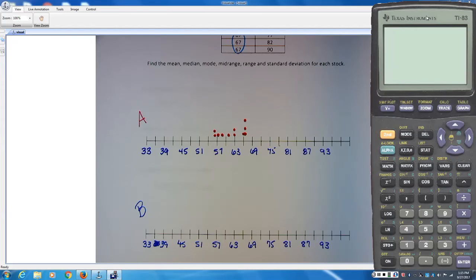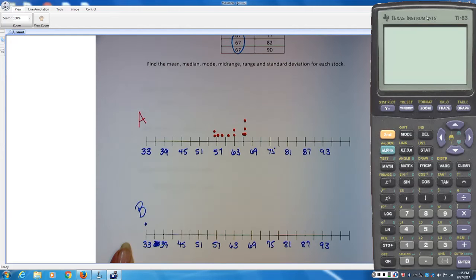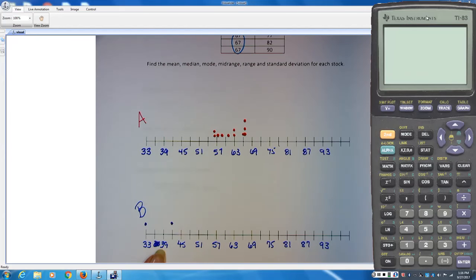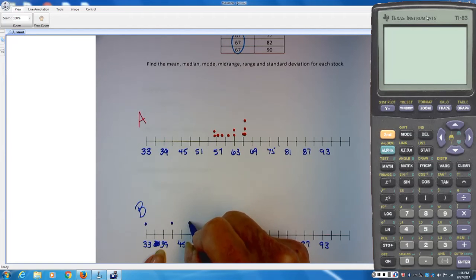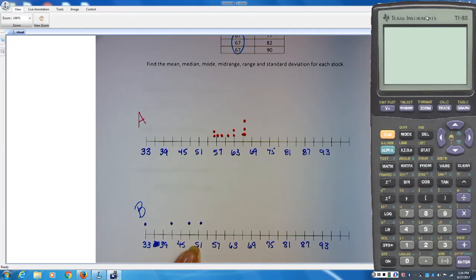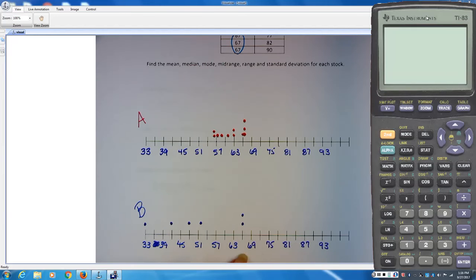Now I can't say this is more or less spread out at this point because I need to have something to compare it to. So I'm going to go over to stock B. On the first day it was 33. Then it jumped to 42. Then it went to 48. Then it went to 52. Then it went to 67 and stayed that way for 2 days. Then it went to 77. Then it went to 82. And then it went to 90.